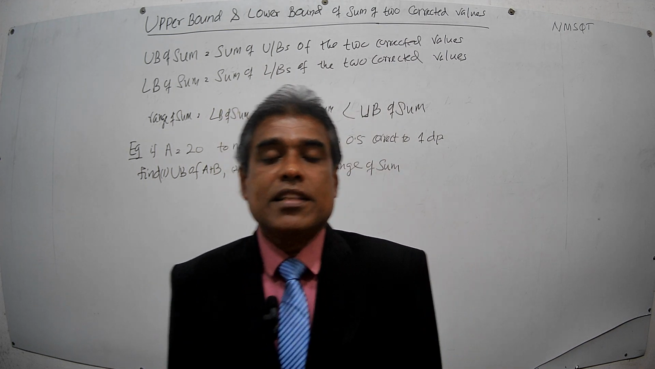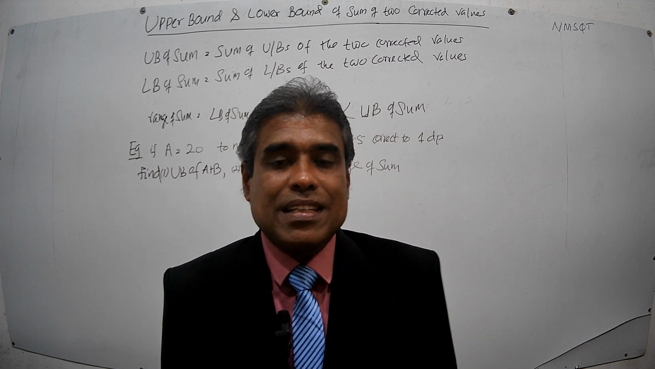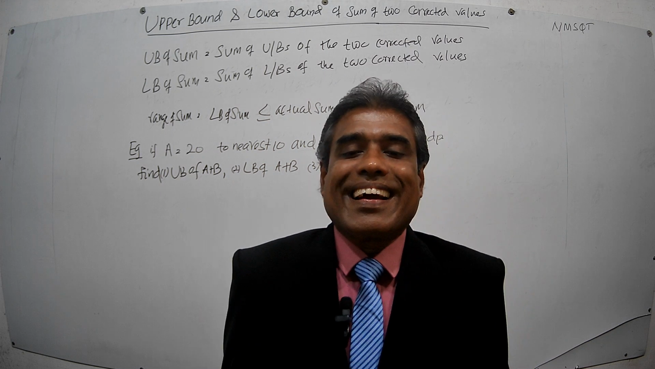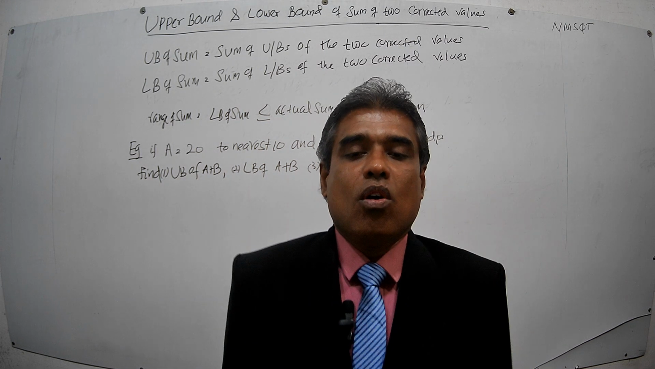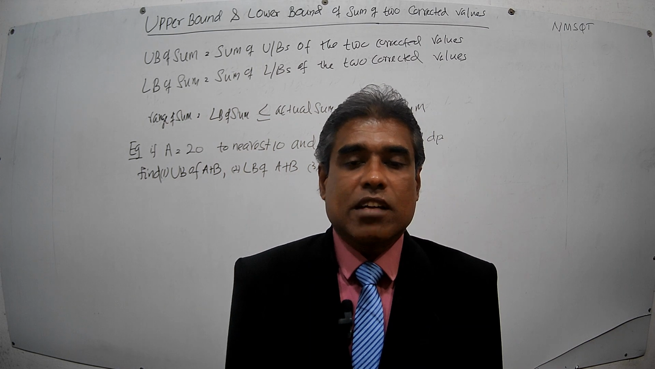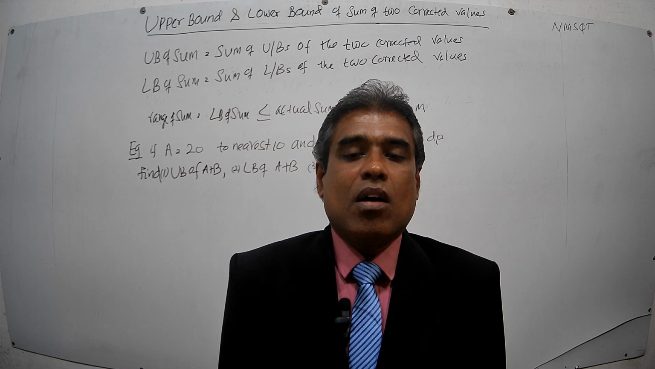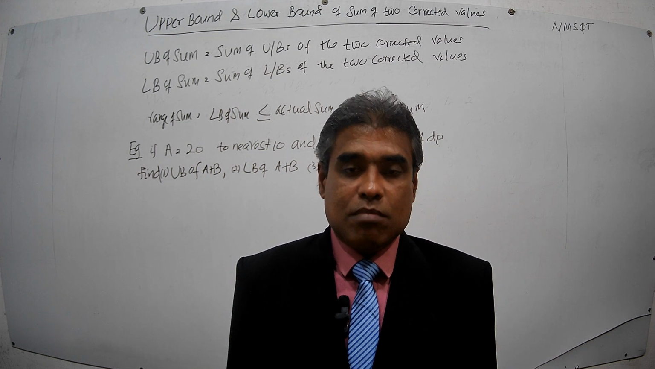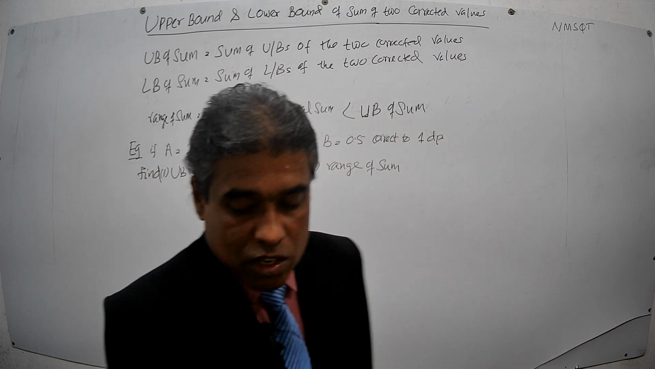Then how do you write the range? The range is the possible sum: the actual sum is greater than or equal to the lower bound of the sum of the two corrected values, but less than the upper bound of the sum of the two corrected values. These are the points that we discussed. Now let's go to the board and see.